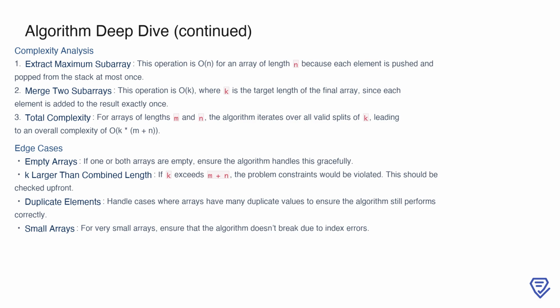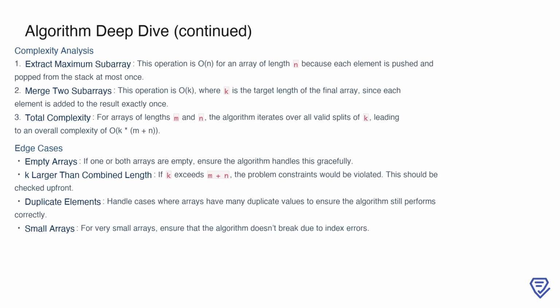Let's examine the complexity of this algorithm. The process of extracting the maximum subarray from a single array has a time complexity of O(n), where n is the length of the array. This is because each element is pushed and popped from the stack at most once. For merging two subarrays, the complexity is O(k), as each element is added to the result exactly once. When considering all valid splits of k, the algorithm iterates through combinations of the two input arrays, resulting in an overall complexity of O(k * (m + n)), where m and n are the lengths of the two arrays.